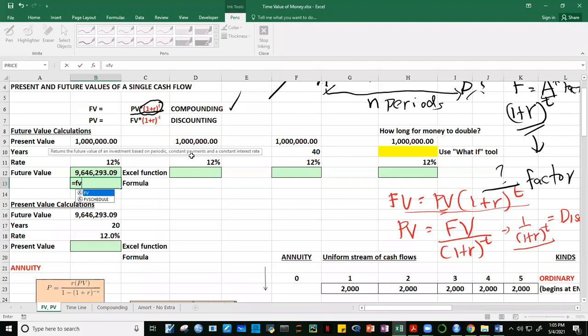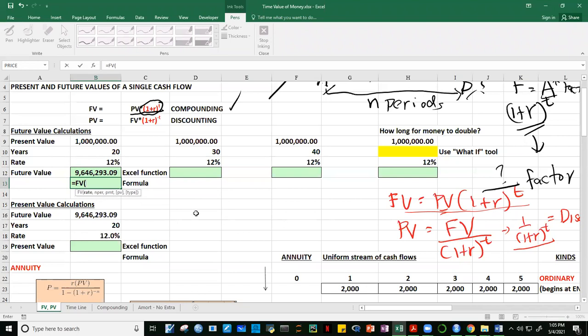The answer is no, because this is just one single cash flow, and we wait for 20 years before we get the final amount. The periodic constant payment refers to what we call an annuity, which we'll be discussing in a while. However, we still can use this FV. So let's look at the syntax of FV. Okay, tab. We have here five parameters. You have the rate, the nper, the PMT, PV, and then the type. So these are five parameters that we need to fill before we can get the future value.